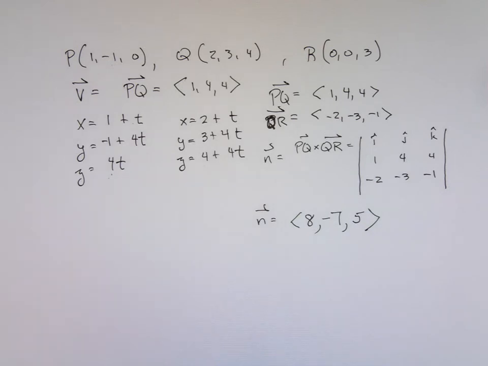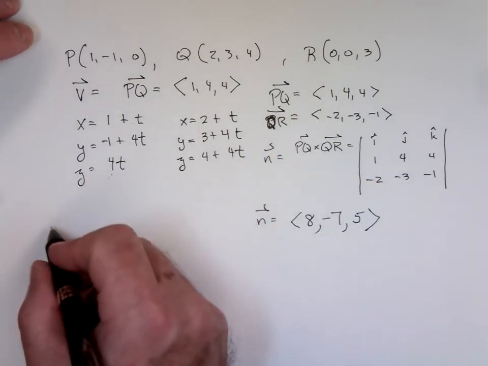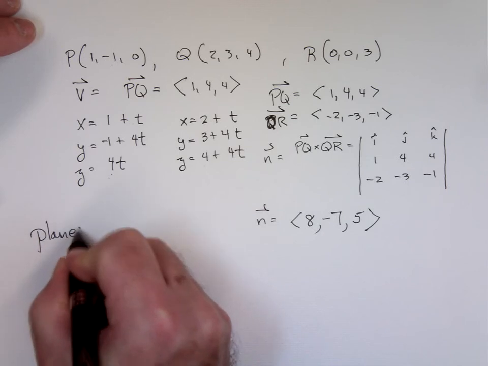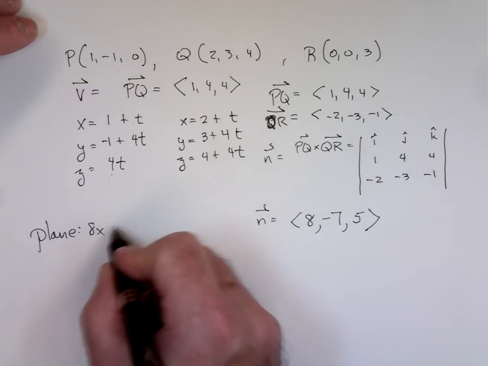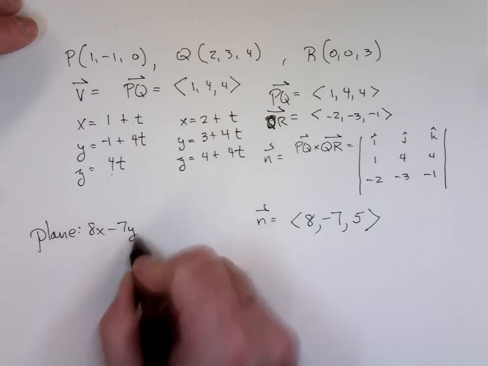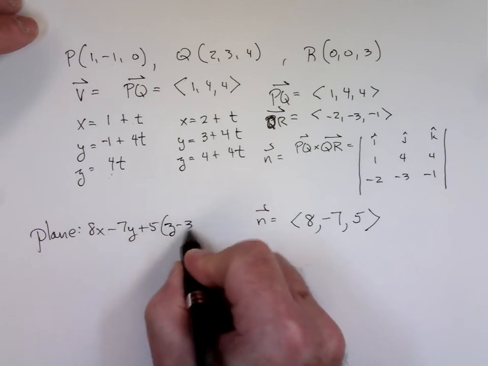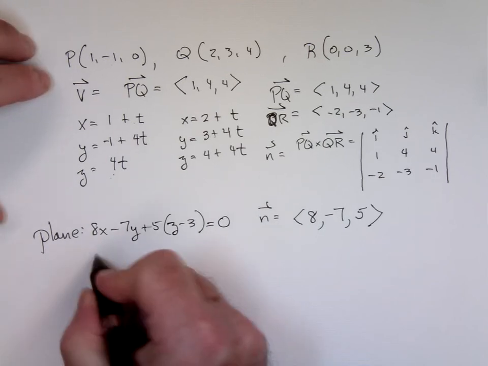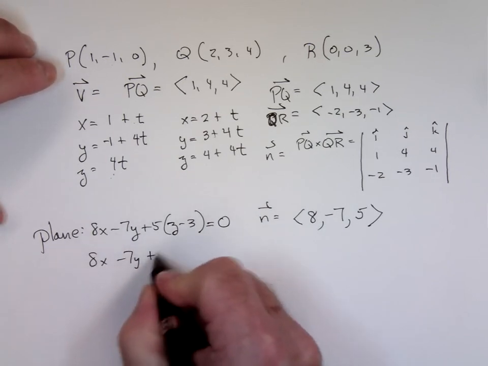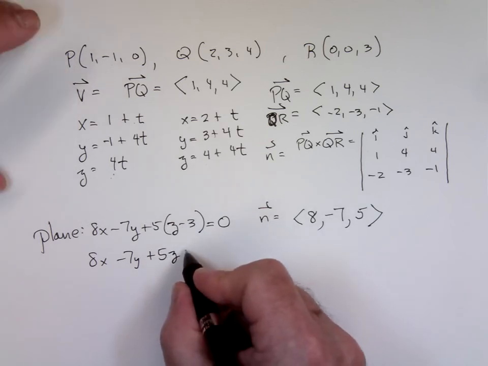So, we have everything we need: a normal vector and a point. I'll take this point, it looks easiest. So what is our equation of the plane? It's 8 times (x minus 0) plus negative 7 times (y minus 0) plus 5 times (z minus 3) equals 0. So we would get 8x minus 7y plus 5z minus 15 equals 0, or equals 15. It really wouldn't matter. And I'm not sure how I have it on the test.